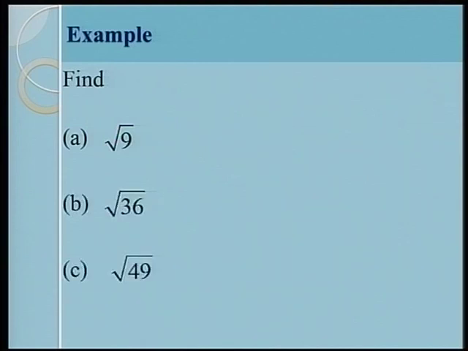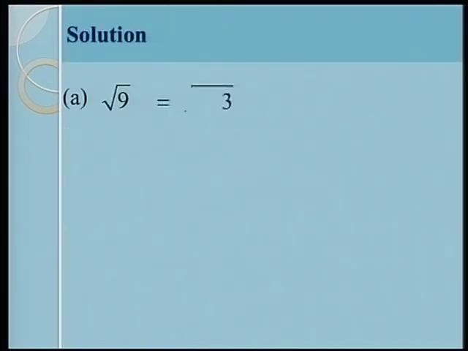Let's have a look at this example where we need to find the square root of 9, the square root of 36, and the square root of 49. We have a look at the solution. The square root of 9 equals the square root of 3 times 3. We can write 9 as 3 times 3. We have a pair of 3 where we take only one. So the answer is 3.